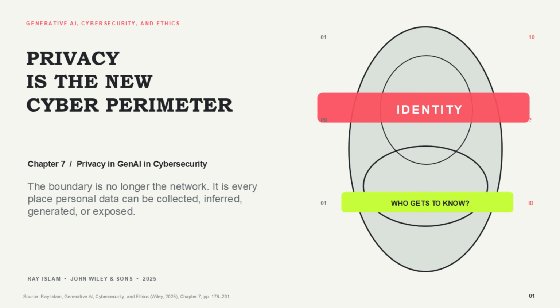Chapter 7 frames privacy as a human right, a source of autonomy, and the foundation of trust in AI systems. It also makes privacy very practical. We are talking about health records, financial details, personally identifiable information, and the risk of identity theft, fraud, surveillance, or profiling. So, throughout this chapter, keep one question in mind. Who gets to know what, for which purpose, and for how long?